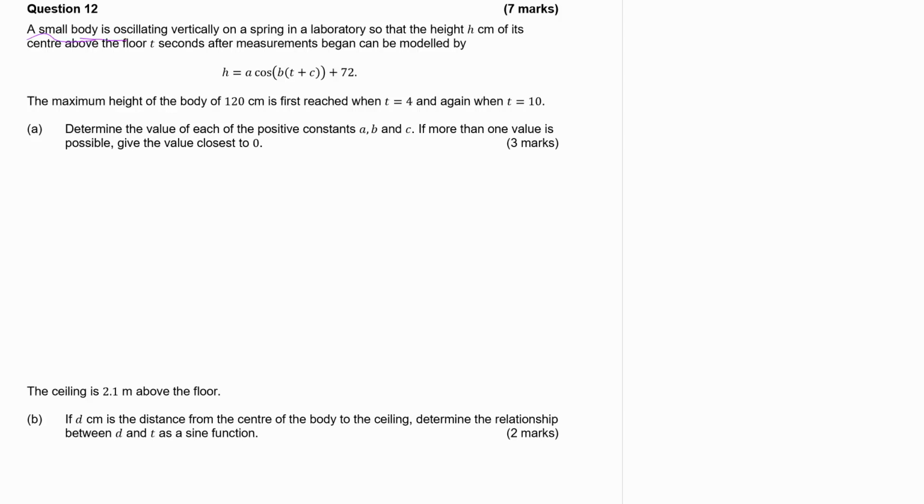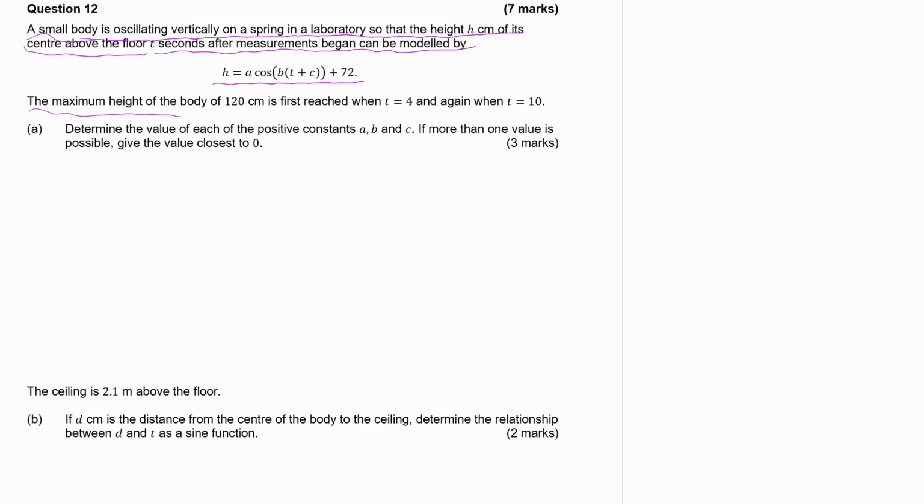A small body is oscillating vertically on a spring in a laboratory so that the height h centimeters of its center above the floor, t seconds after measurements began, can be modeled by h = a cos(bt + c) + 72.